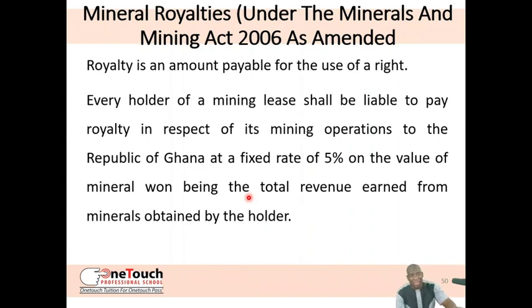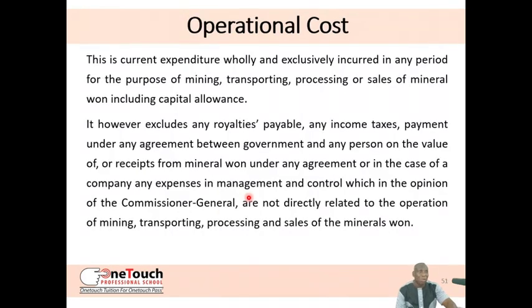So it's always a bonus question when asked to calculate the mineral royalty, which is an allowable expenditure to the person who is paying. We learned it. But it is calculated how? 5% of the value of the mineral won. Operational costs.